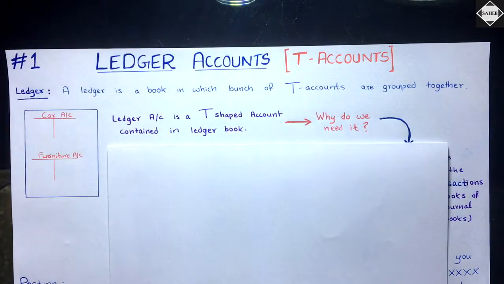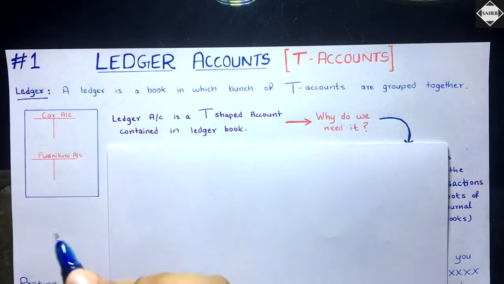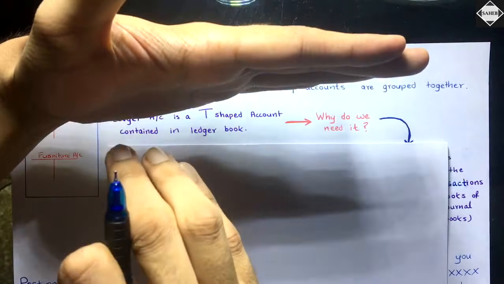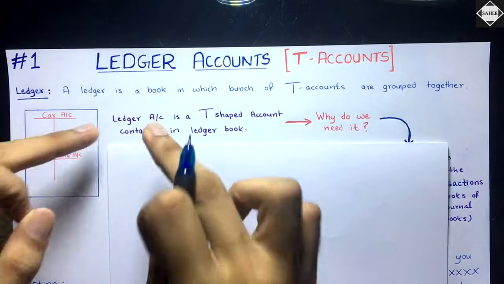Coming to the ledger account, let's talk about ledger account. As I said, a ledger account is a T-shaped account which is contained in the ledger book. Car account, furniture account, machinery account, so many accounts are there. As I said, Vijay account, Freddy account. So those are ledger accounts. The left hand side represents the debit side and the right hand side the credit side. Now why do we need it? Why do we prepare the ledger account?